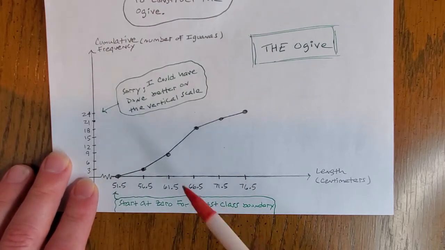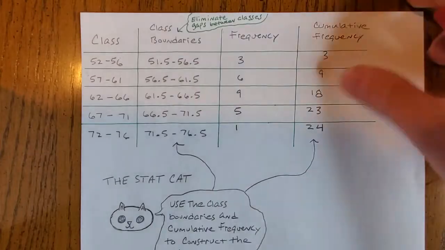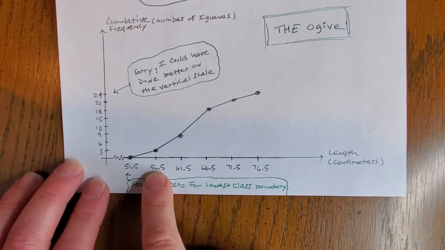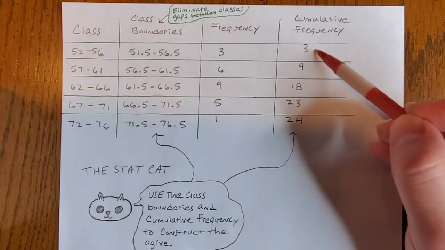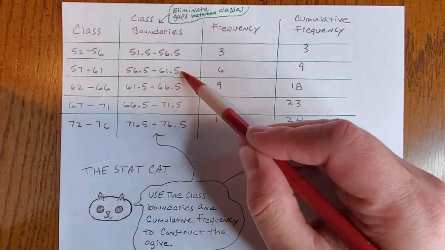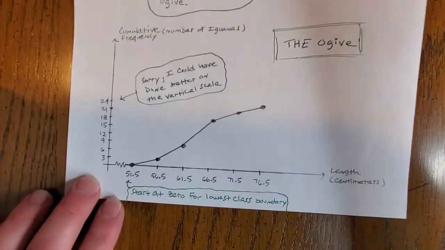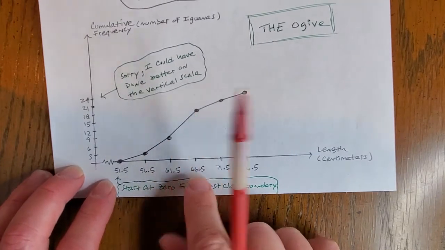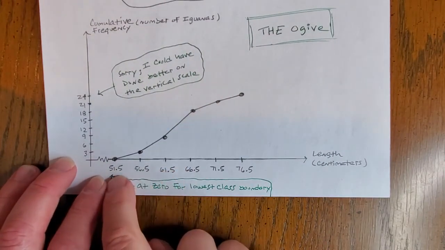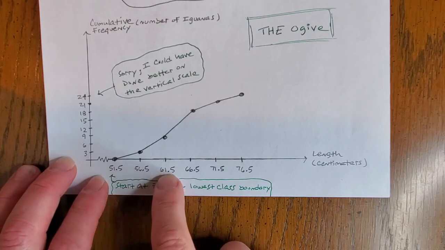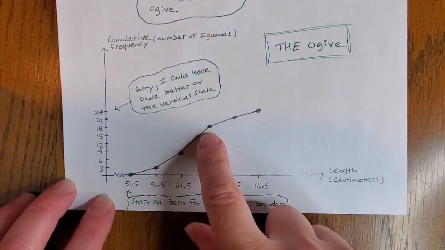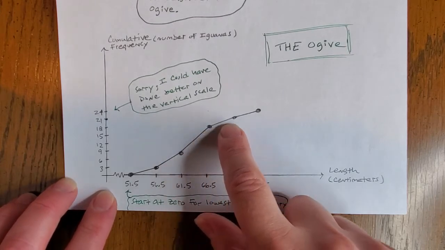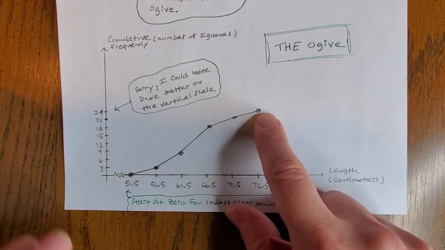But beyond that, I can say 56.5. How many iguanas have a length up to 56.5 centimeters? Oh, that would be 3. And then I go to 61.5, okay? So how many iguanas have a length up to 61.5? Or if you're tallying the lengths so far to 61.5, how many iguanas would have that length? Well, that would be 9, all right? So see, 9, and then the next one after that is 18, and then 23, and then 24.